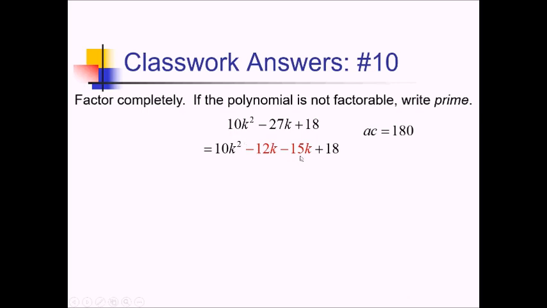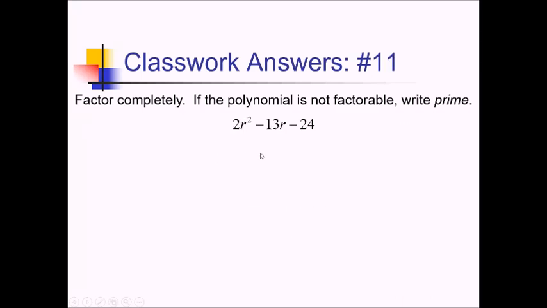And now I can use factoring by grouping since I have 4 terms. So for the first group, the first 2 here, I'm going to take out a 2k. Leaves me with 5k minus 6. For the next group, I'm going to take out a negative 3. Leaves me with 5k minus 6 there as well. So I can factor a 5k minus 6 out of both terms there. And that leaves me with my leftovers 2k and minus 3 in a parentheses next to it.